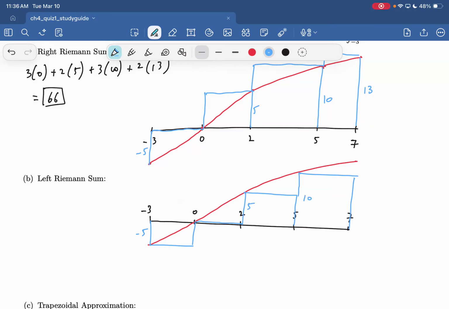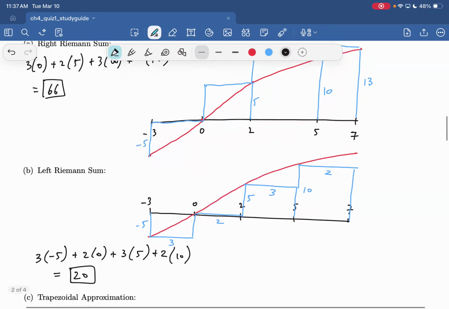Let's also look at the widths. We have a width of 3, a width of 2, a width of 3, and a width of 2. And so the total area is 3 times -5 plus 2 times 0 plus 3 times 5 plus 2 times 10, which is equal to 20. Okay, so that's the left Riemann sum.